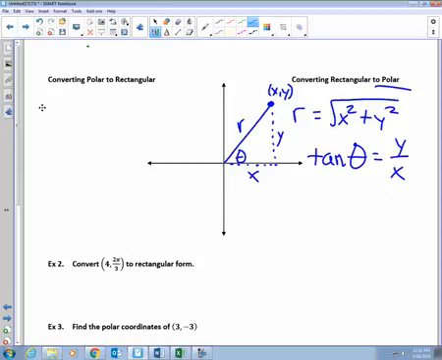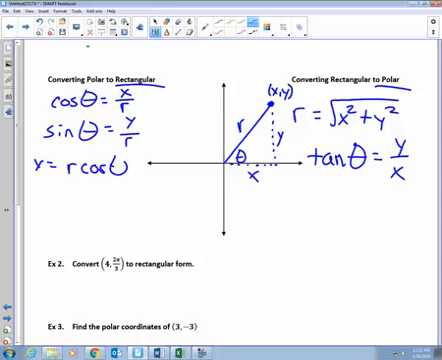Now converting polar to rectangular, we want to come up with X and come up with Y. Can somebody give me an equation that relates X, R, and theta? Cosine of theta is equal to X over R, and sine of theta is equal to Y over R. So therefore, if we multiply both sides by R, we get X is equal to R cosine of theta, and we get Y is equal to R sine of theta. So these will be our conversions back and forth between polar and rectangular.